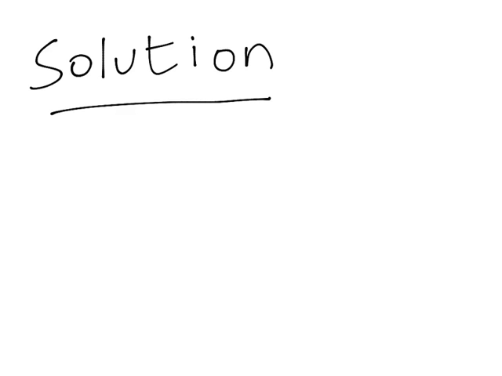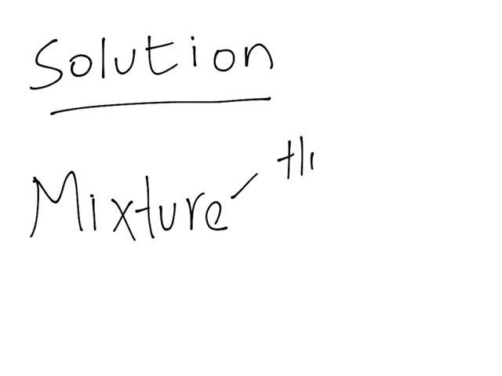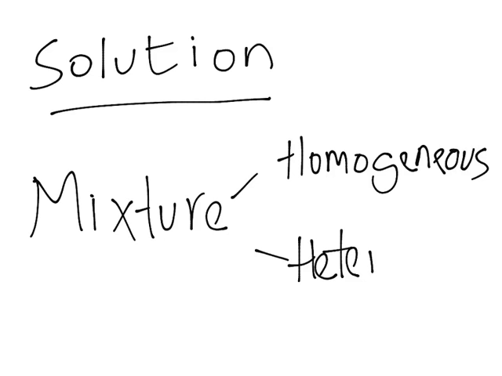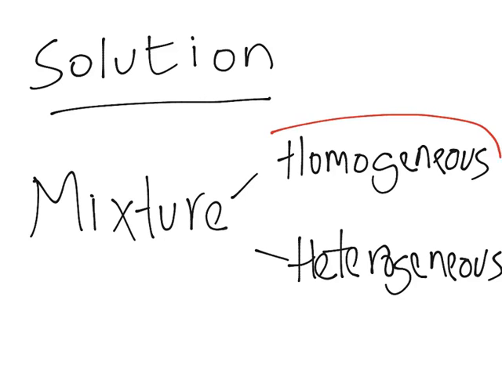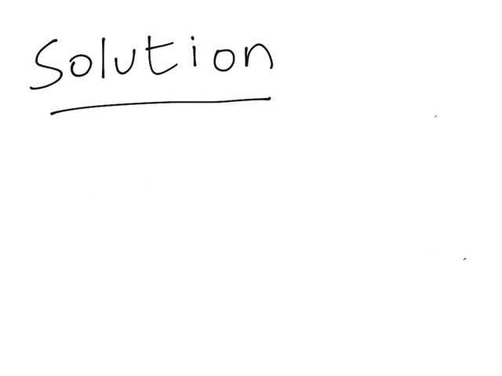So you may remember from a previous video that a mixture can be homogeneous or heterogeneous. So a solution is basically a homogeneous mixture. So we can just write homogeneous mixture.